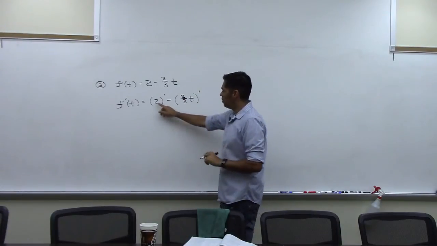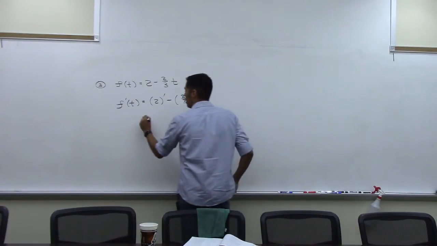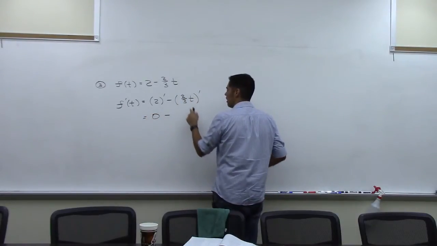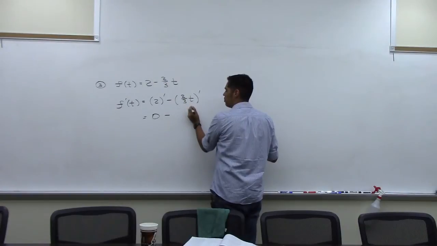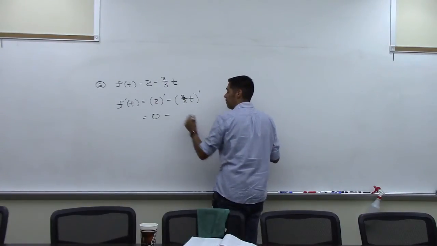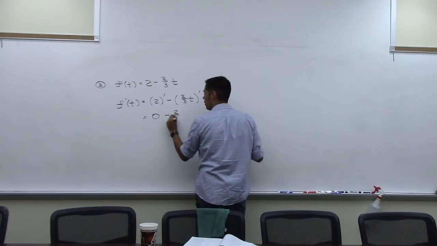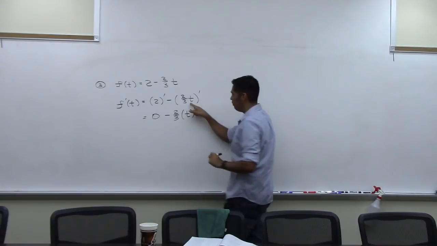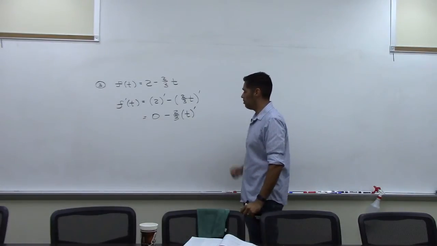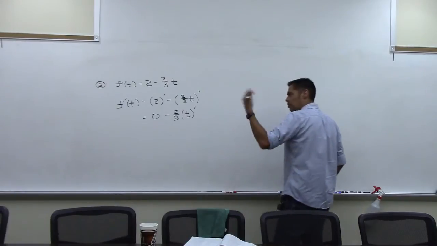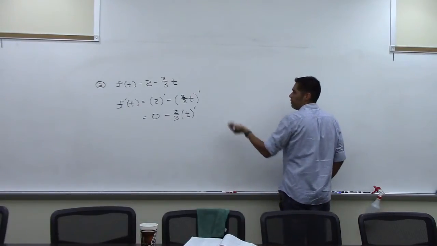Now the derivative of 2, because 2 is a constant, is 0. And then minus, now over here, I have a constant times a function, right? Whenever we have that, that constant will just come along for the ride, and then all we have to do is take the derivative of what the function is, in this case, the derivative of t. And the derivative of t is 1. That's just something we should know. Derivative of x is 1.